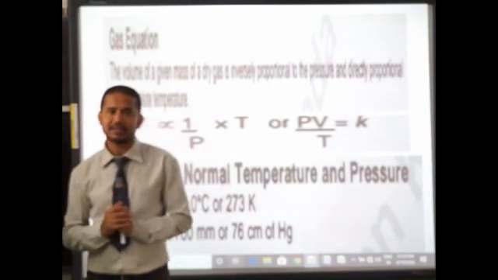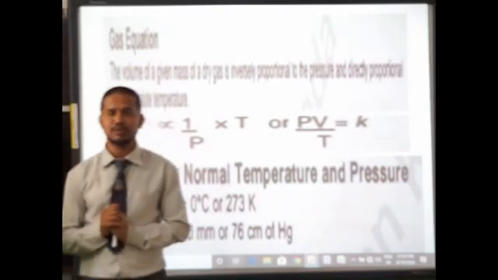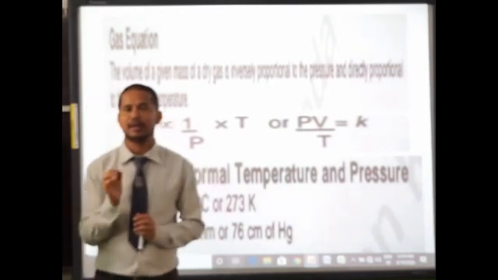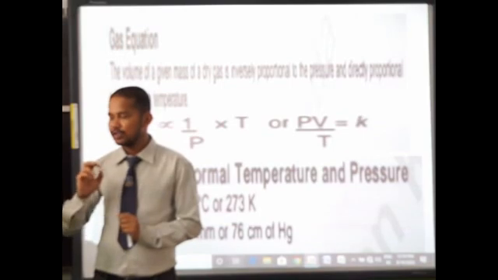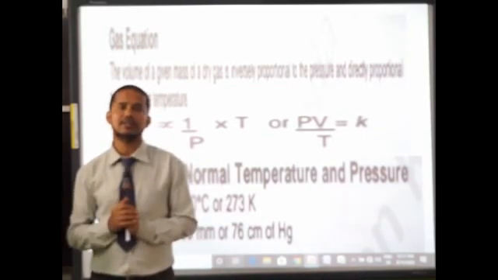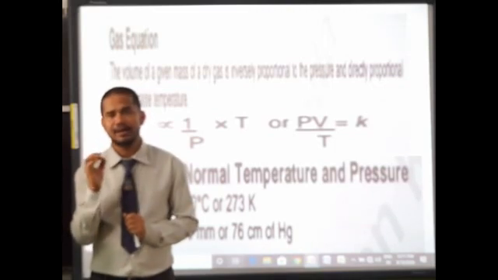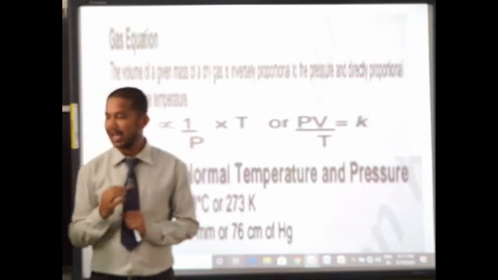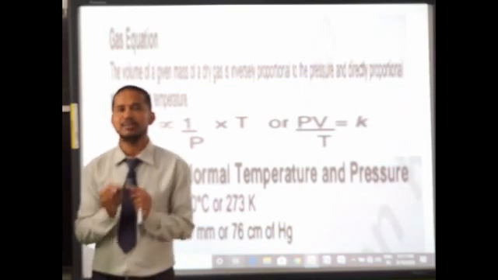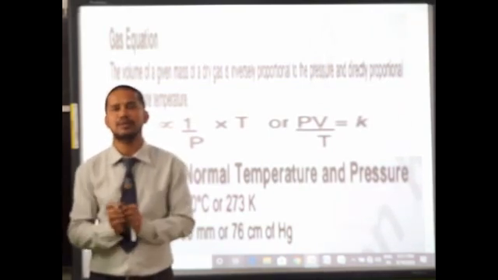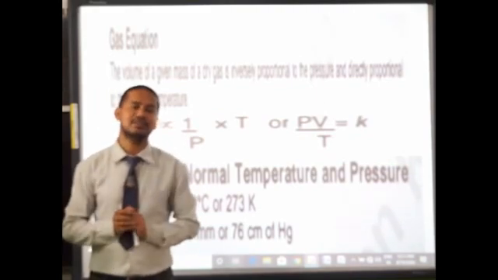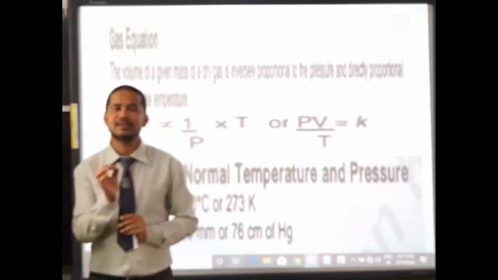And regarding standard and normal temperature, that is also done. So what is the standard temperature? The temperature that is 0 degrees Celsius or 273 Kelvin is considered as standard temperature, and 760 mm of mercury or 76 centimeter of mercury or 1 atm is considered as standard pressure.